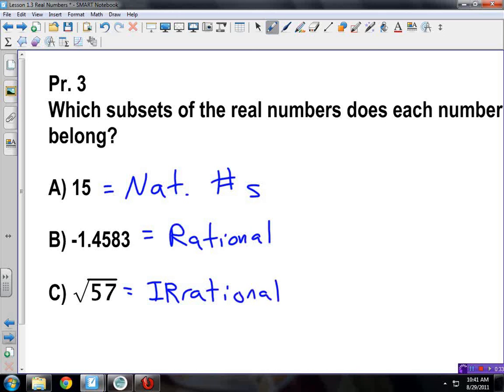I don't know why I wrote 2 capital letters on that one, but I did. Irrational. Oh, and one part that I kind of forgot to talk to you guys about: all of those sets, when you add them together, the rational and the irrationals, you get real numbers. So all the numbers together are called real numbers. All of them separate are subsets of real numbers. But you have to have them all together to make it.